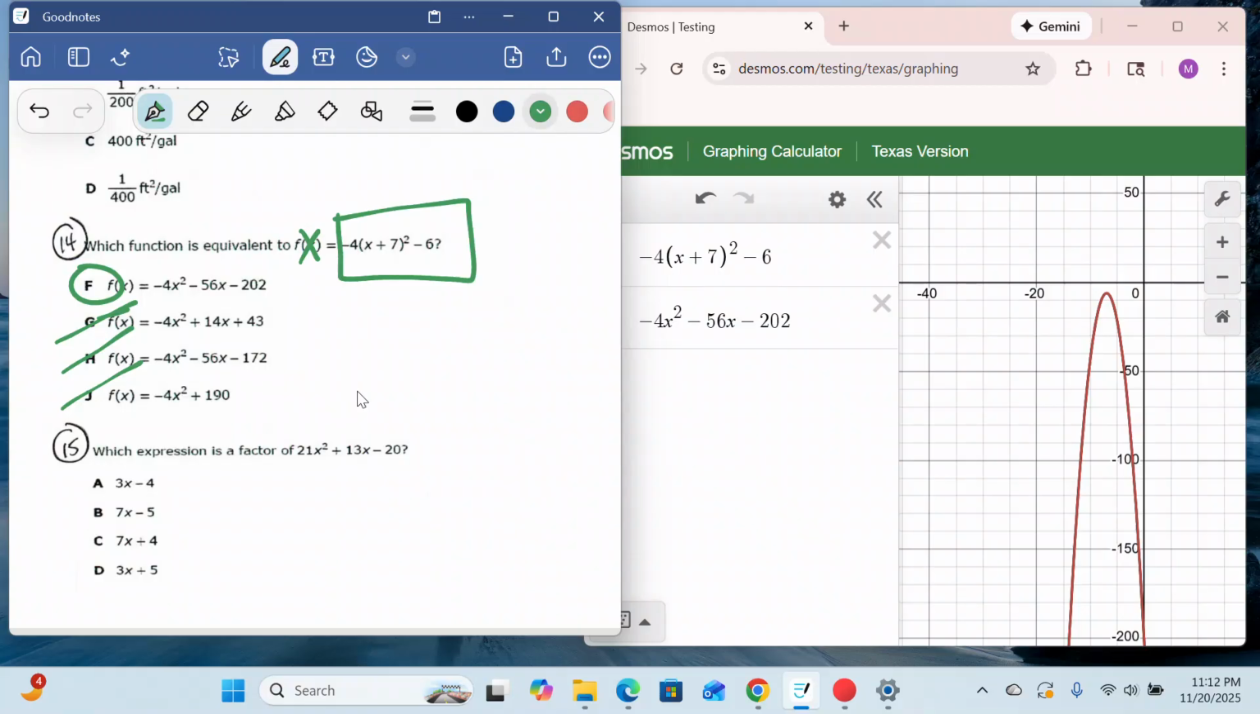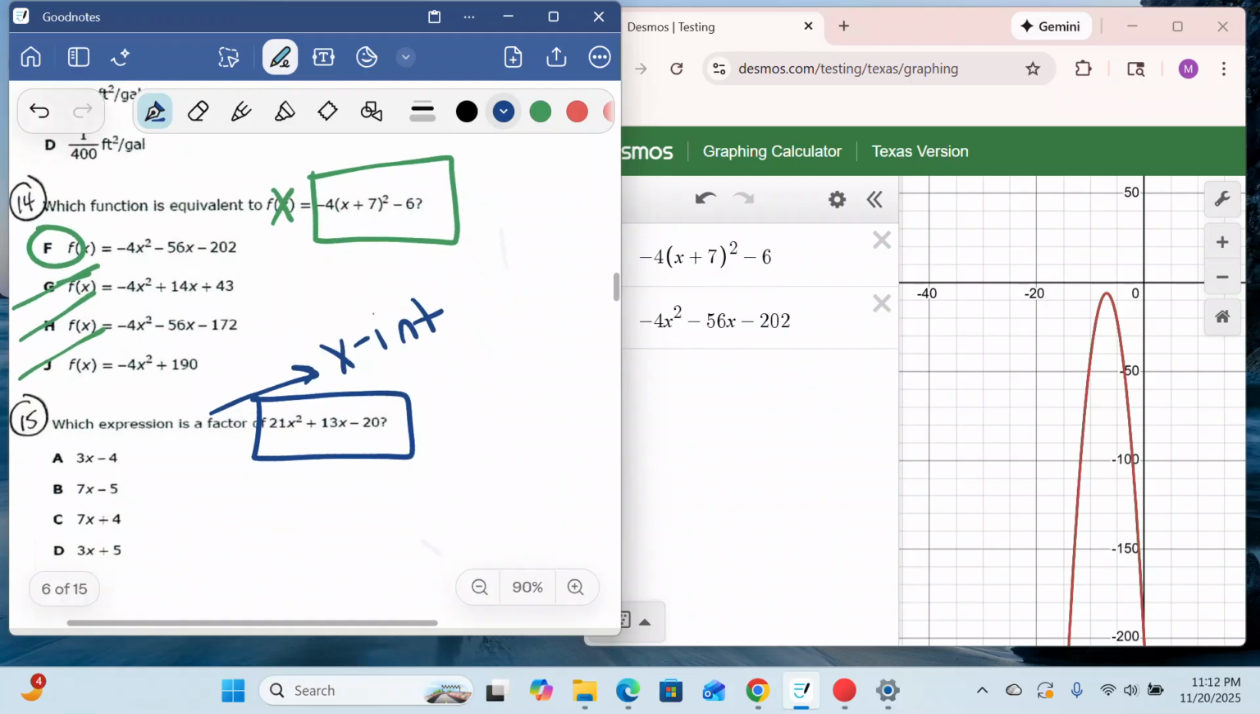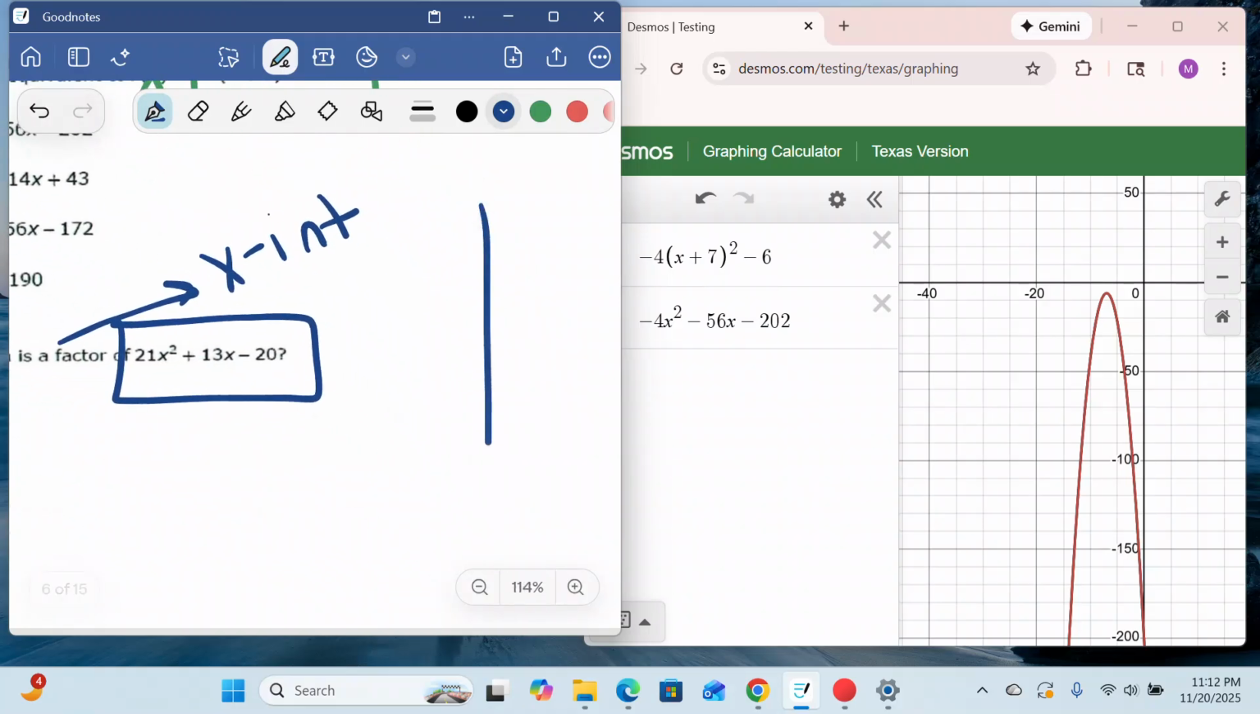Which expression is a factor of this? So what we're going to do is input this into Desmos right here. And remember, factor means x-intercept. It has to cross the x-intercept. So this is my U shape. I'm just going to give you an example. This is in green. You're going to find my U shape. You're going to see my line right here. This is my x and this is my y. And this is my U shape.